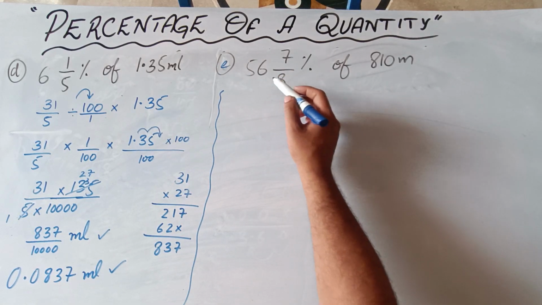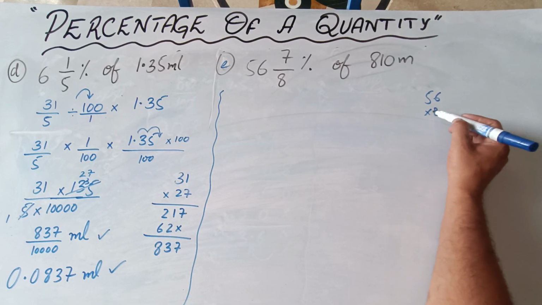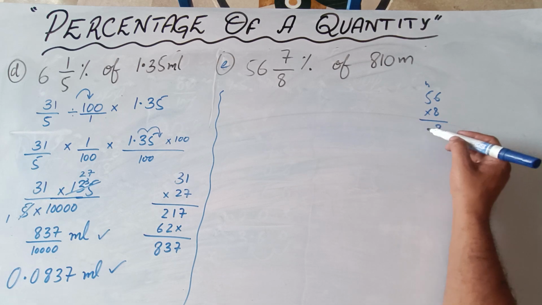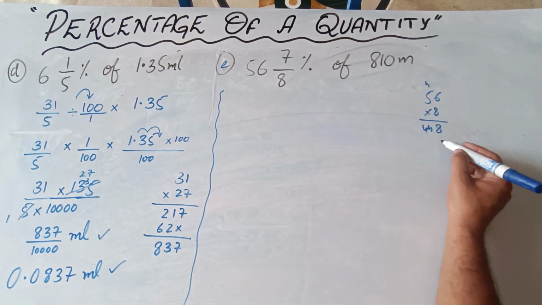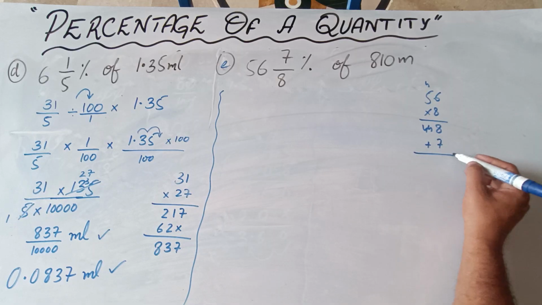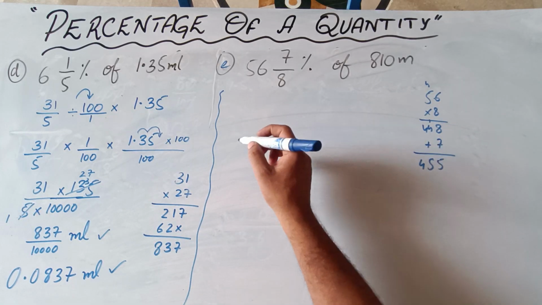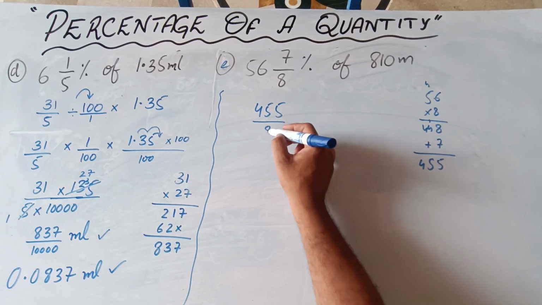We will convert them. 56 times 8. Now 56 times 8. 6 8s are 48. 4 will be carried. 5 8s are 40. Plus 4, 44. 448. Now we will add 7 in it. So it's 455. What would it become? 455 upon 8.